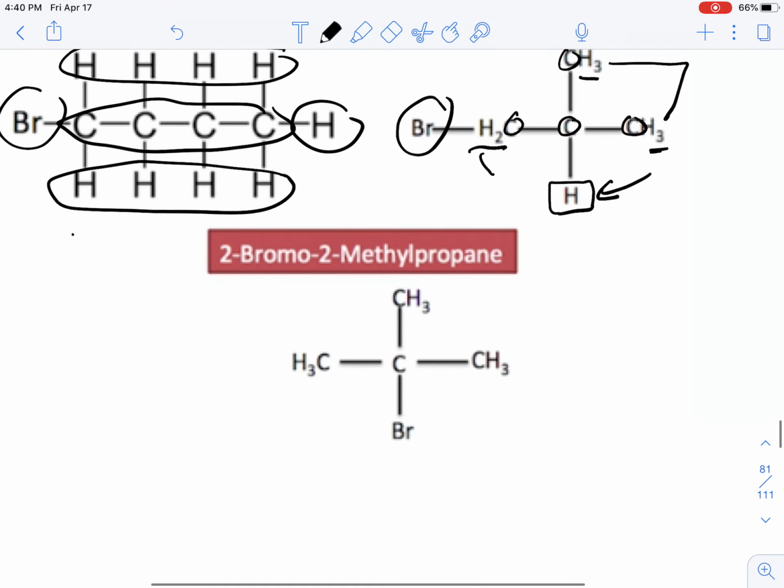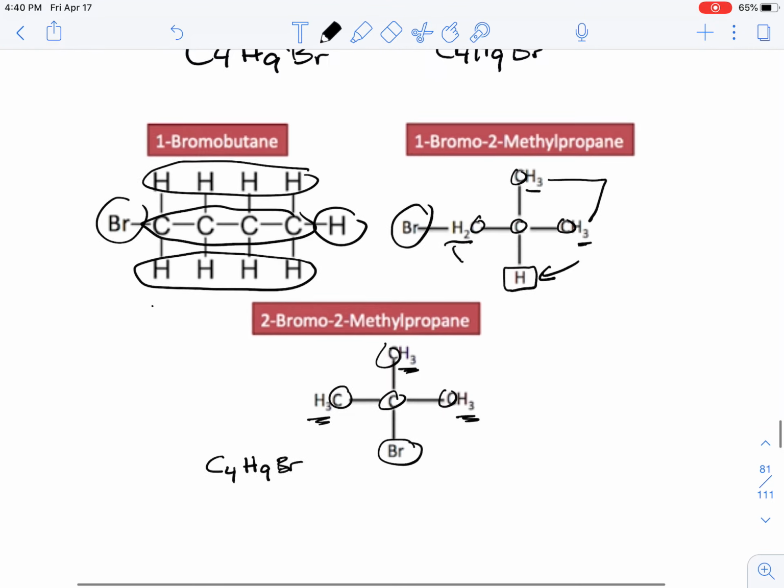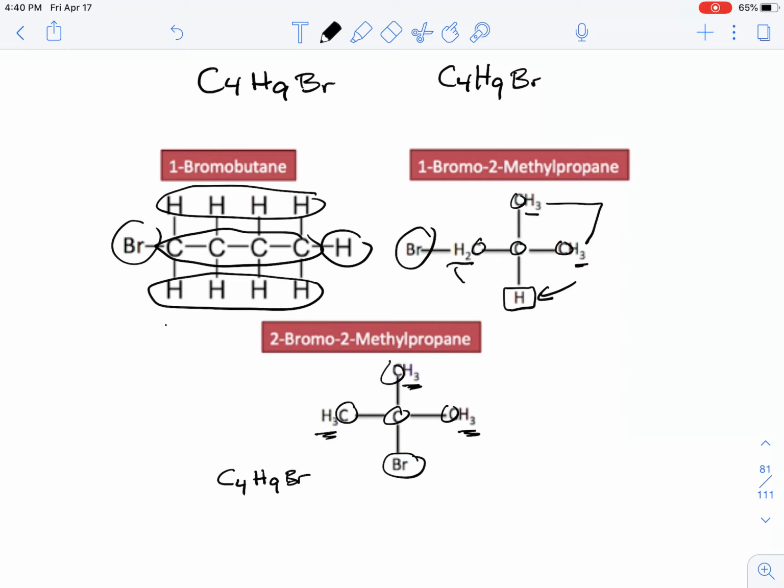If you look at 2-bromo-2-methylpropane, here we have 1, 2, 3, 4 carbons, 3 hydrogens, 3, 3, that's 9 hydrogens altogether, and finally 1 bromine. Zooming out and looking at all the chemical formulas that I derived by counting the number of carbons, hydrogens, and bromines in the structural formulas, notice that the chemical formula for all 3 is the same. So all 3 of these compounds are structural isomers of each other.